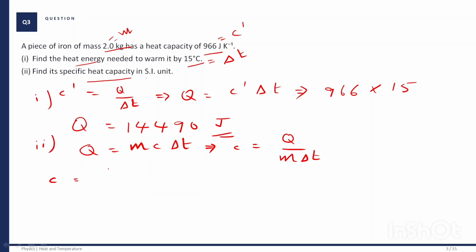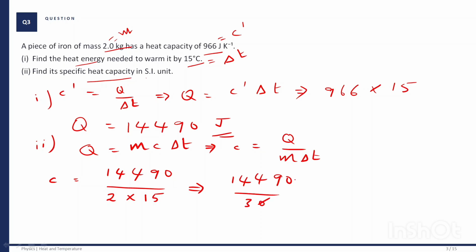Q is 14490, divided by mass 2 into change in temperature 15. That implies 14490 divided by 30. The 0 gets cancelled. So finally we have C equal to 1449 by 3. Let's divide to get the answer.